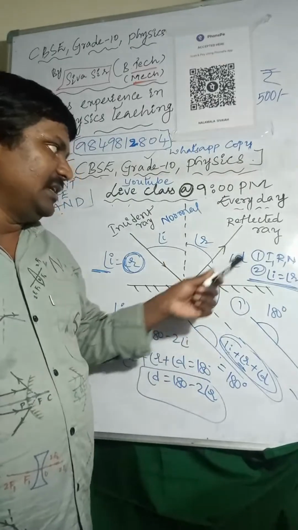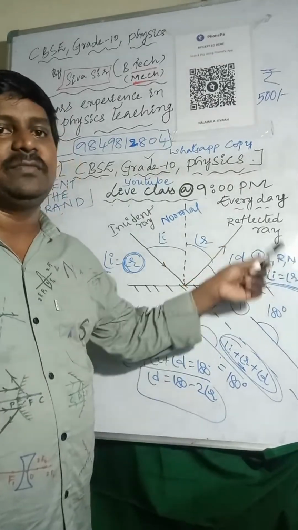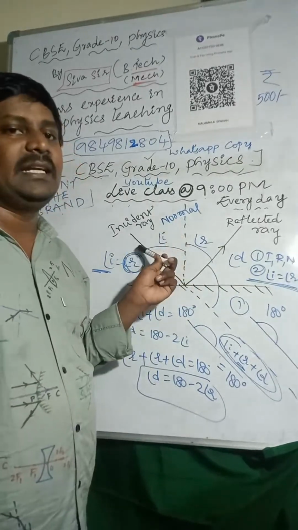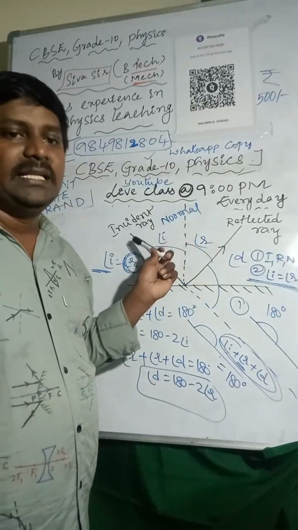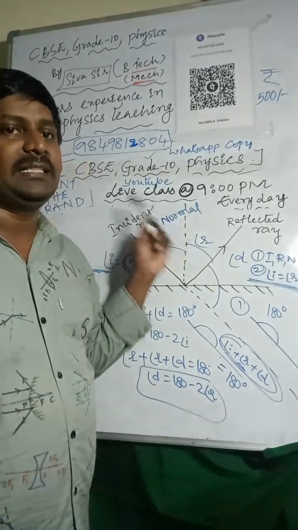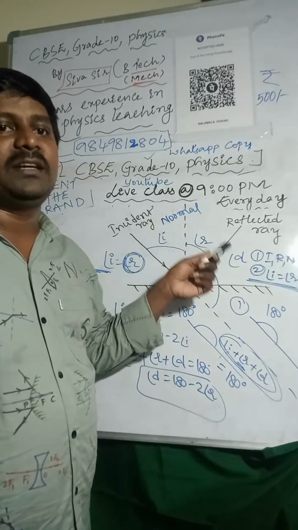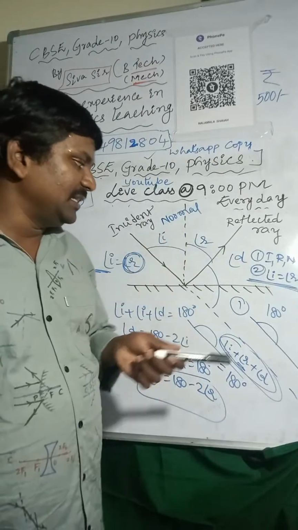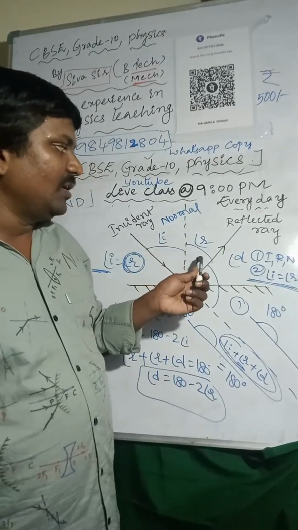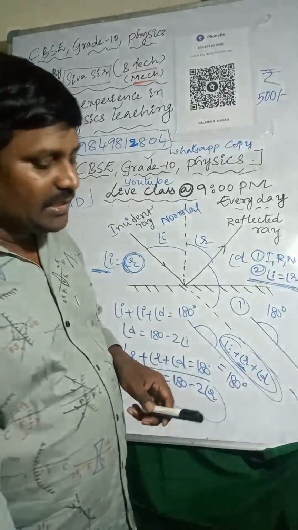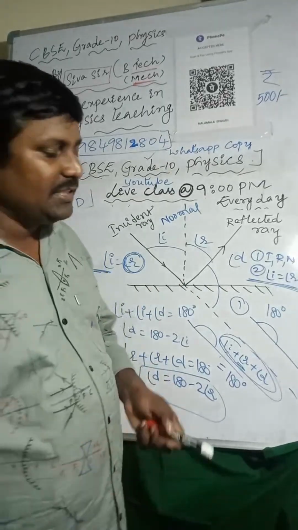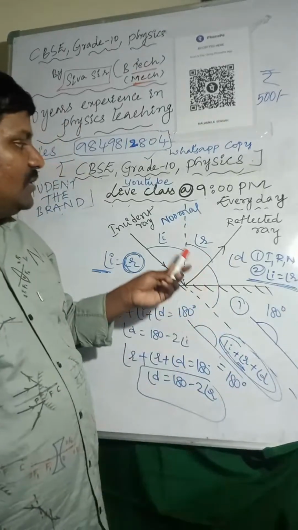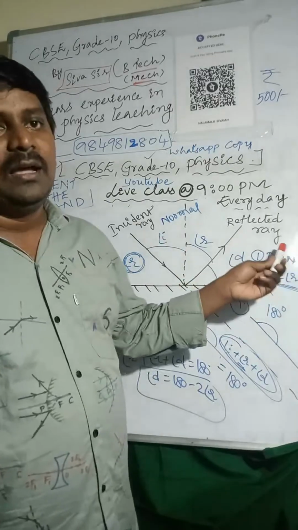So here you can consider the laws of reflection. There are two laws of reflection. The incident ray, reflected ray, and normal line lie on the same plane. And angle of incidence is equal to angle of reflection. So these are the two laws of reflection.